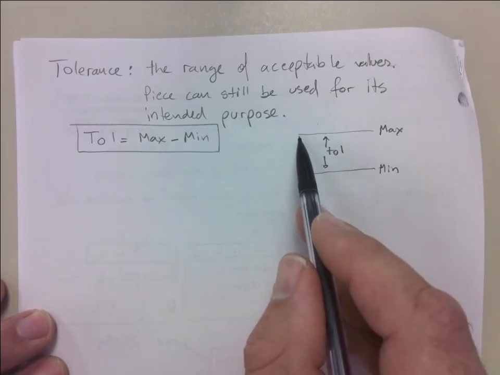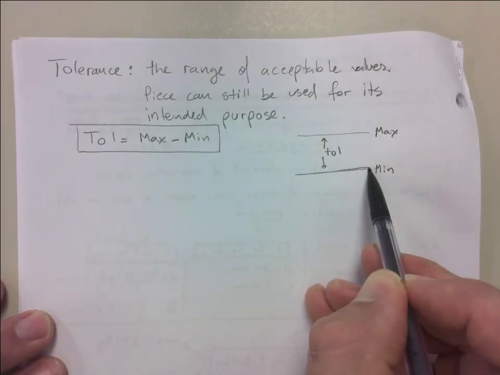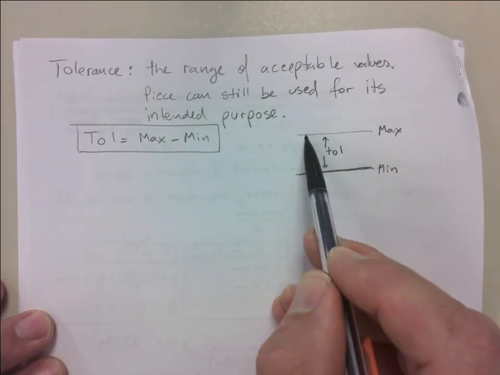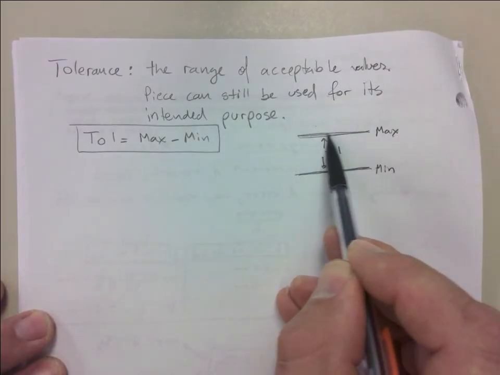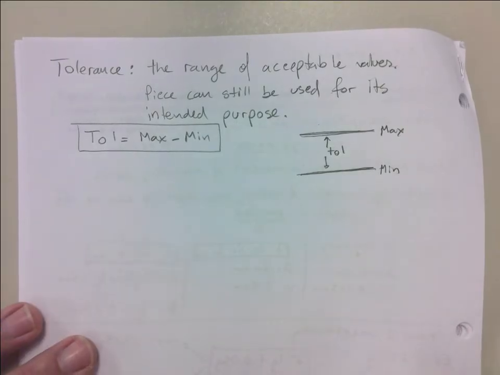And the nominal can be anywhere in between. The nominal could be right on here. That's the target. The nominal could be right on there, or it could be somewhere in between. Okay? So keep that in mind.